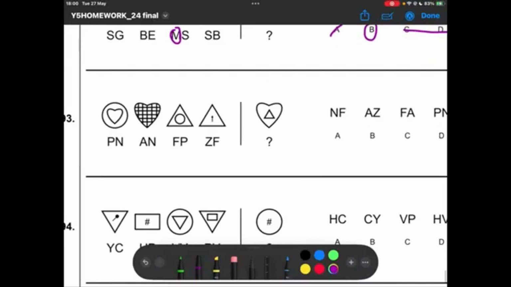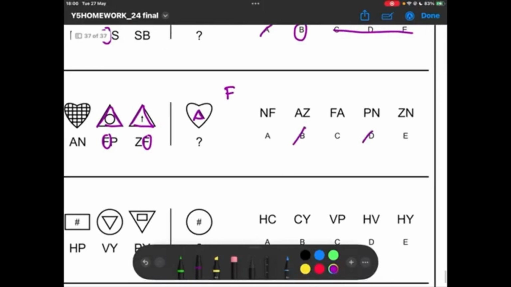Now to these questions. So these two both have an F in it and they both have a triangle, so that this one must have an F in it because it's got a triangle, so we can rule out any that don't have an F.